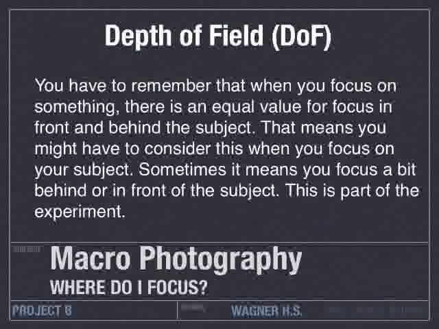One other thing that is pretty interesting is that when you focus on something, there's an equal value for focus in front and behind the subject. That means 50% of the subject is in focus just in front of where you focused, and 50% of the focus is just behind where the subject is in focus. This is a little bit different than normal photography because in normal photography, when you focus on a subject, 1/3 of the focus is in front of the subject and 2/3 is behind. So if you're looking at depth of field and the difference, when you shoot macro, it's 50% in front and 50% behind.